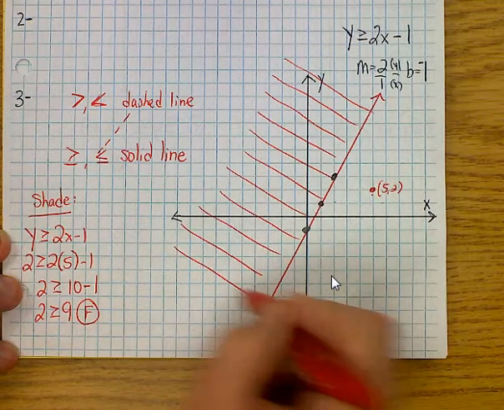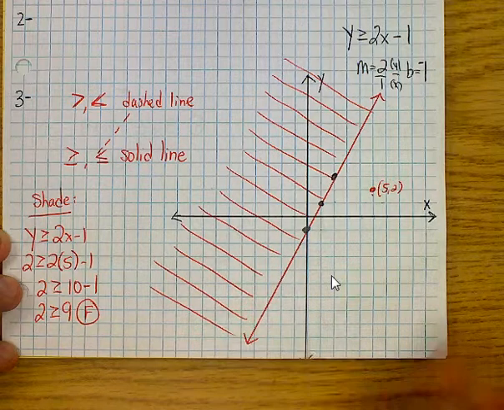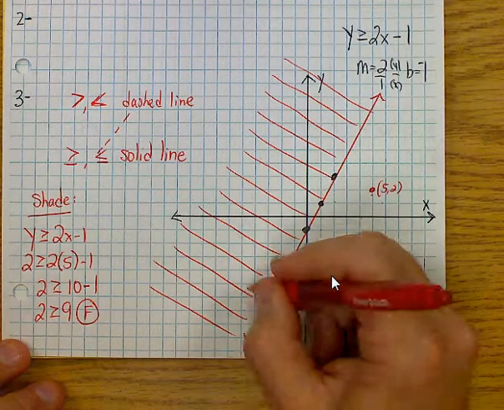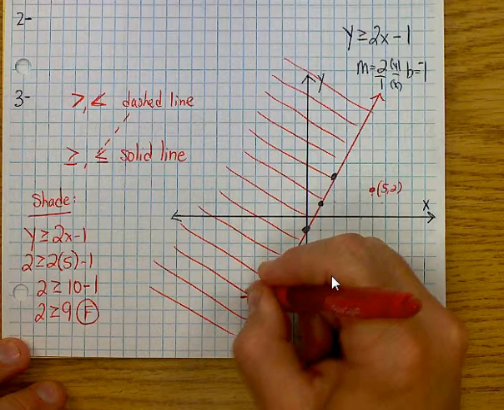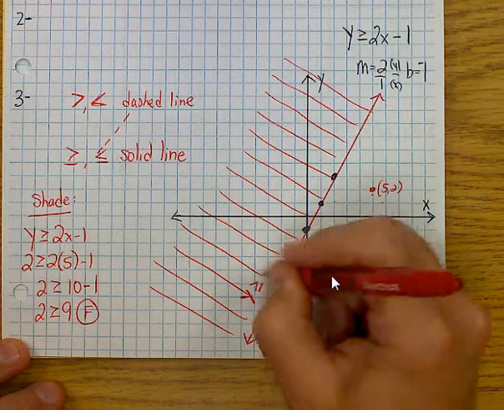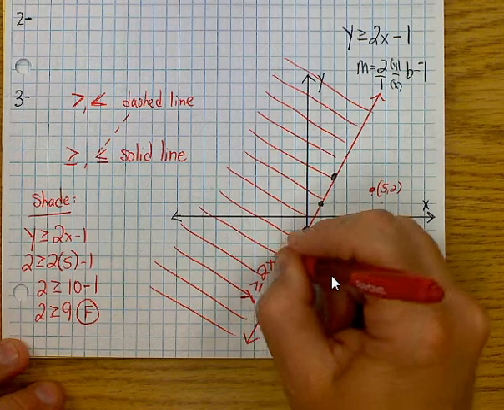So we shade, just like that. We don't have to color it in, and then we label the area we shade. In the shaded area, the inequality, y is greater than or equal to 2x minus 1.